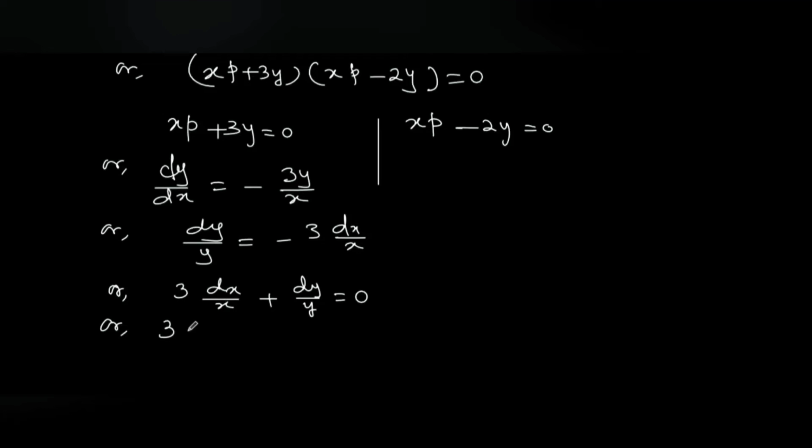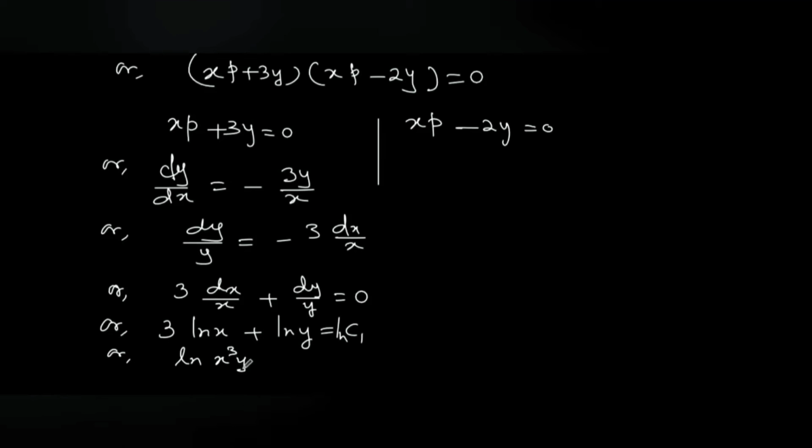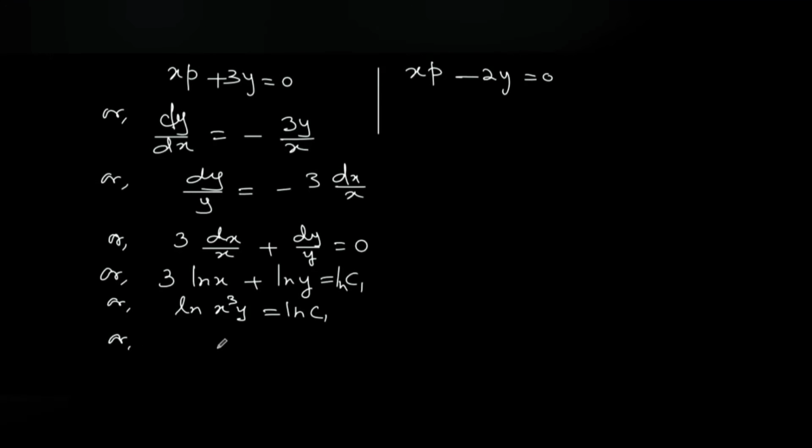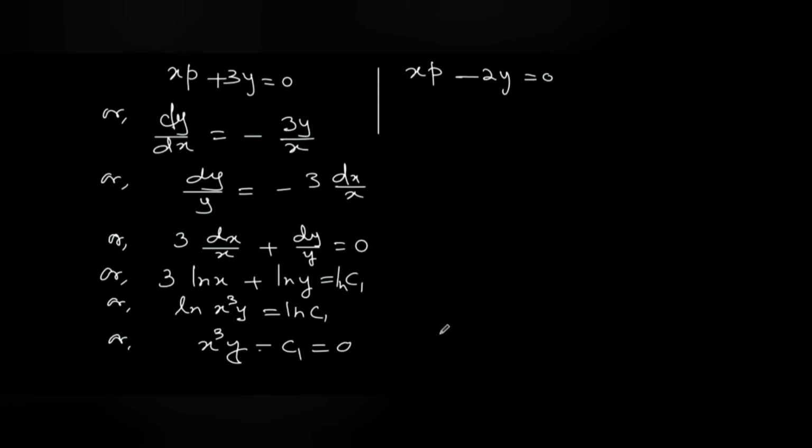On integration we will get 3 ln x plus ln y equals ln c1, or let's say log c1. So then we will get log x cube y equals log c1, or x cube y minus c1 equals 0.